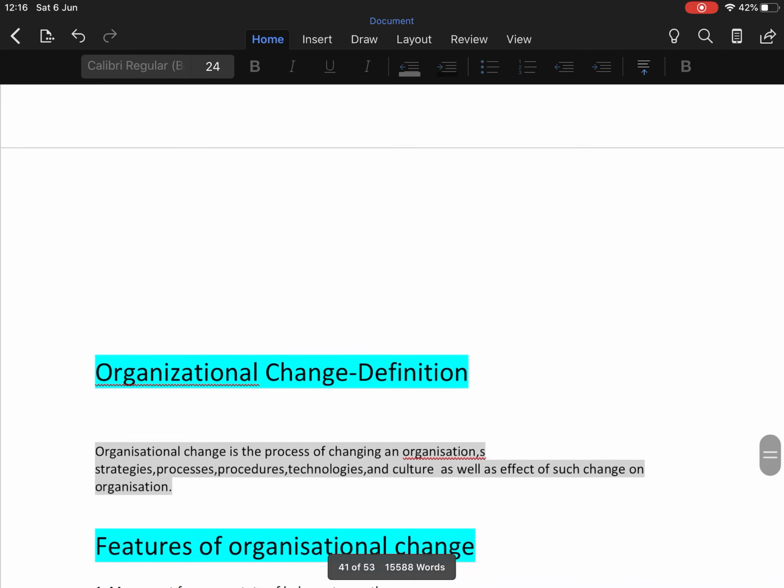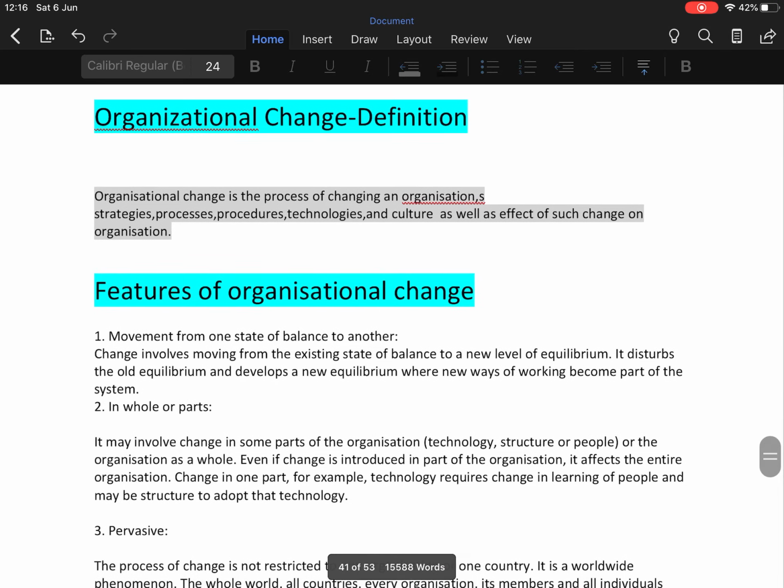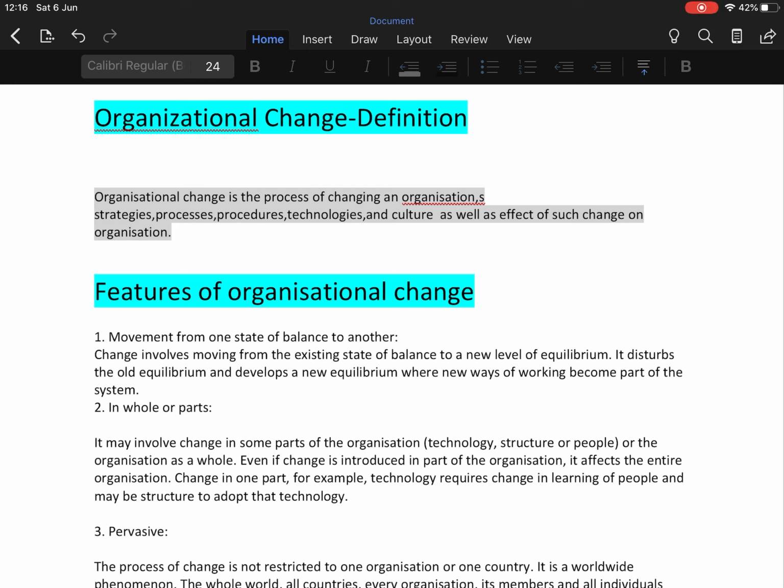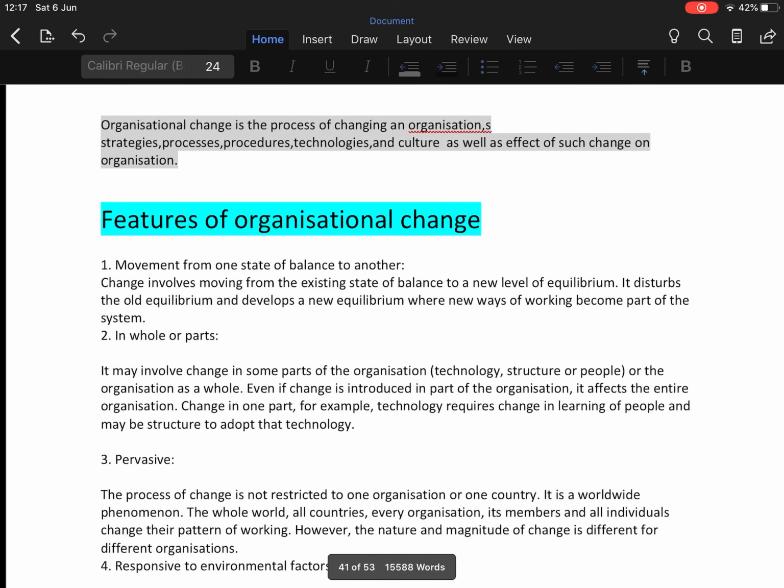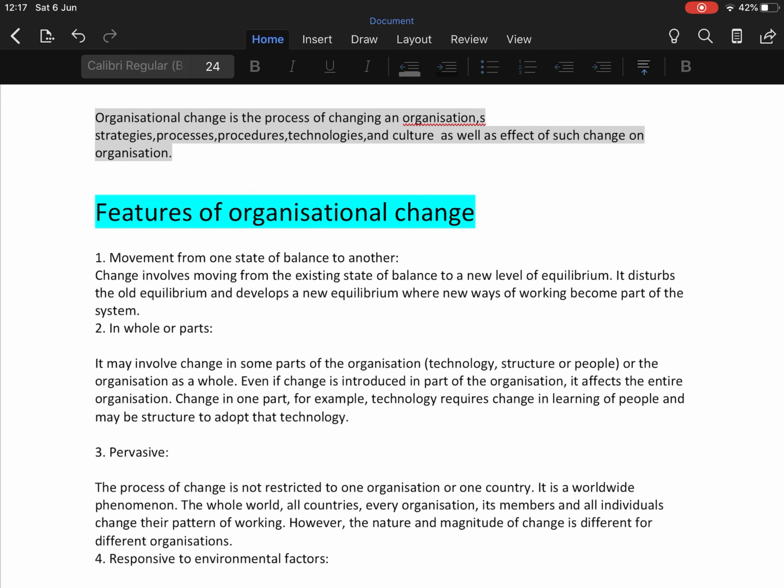So starting with definition of organizational change. Organizational change is the process of changing an organization's strategies, processes, procedures, technologies, and culture, as well as the effect of such change on the organization. Now comes features of change. First feature is movement from one state of balance to another. Change involves moving from the existing state of balance to a new level of equilibrium. It disturbs the old equilibrium and develops a new equilibrium where new ways of working become part of the system.